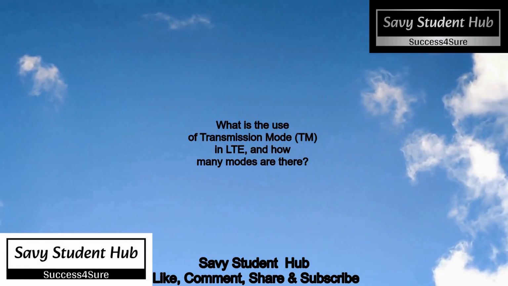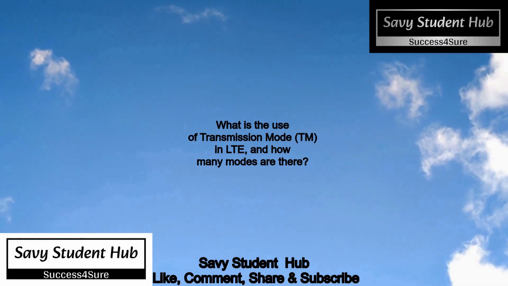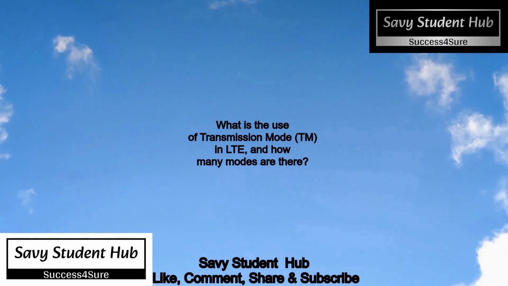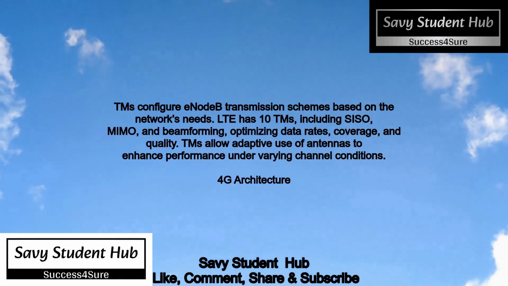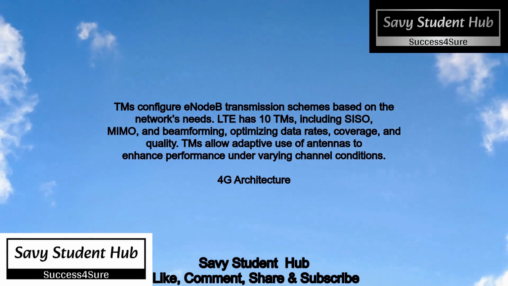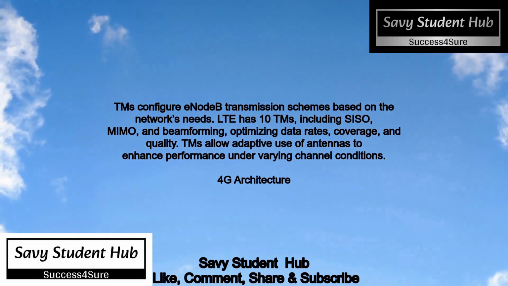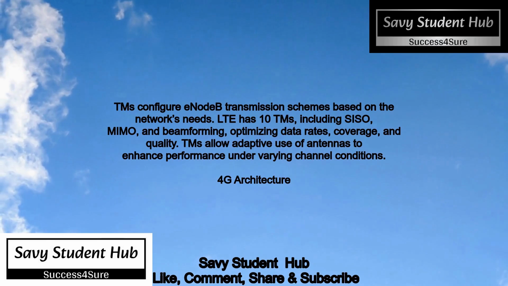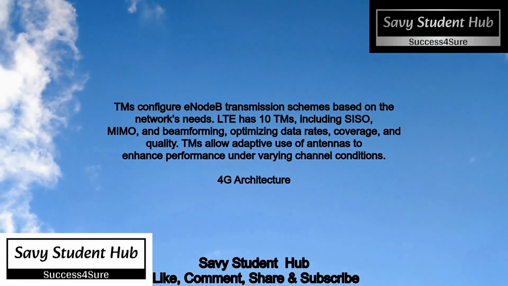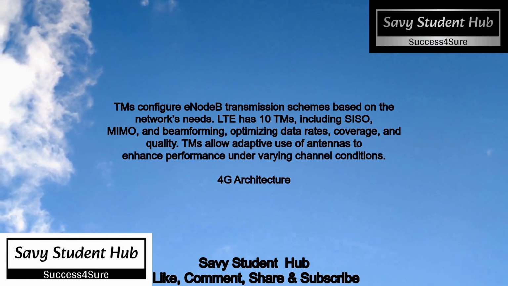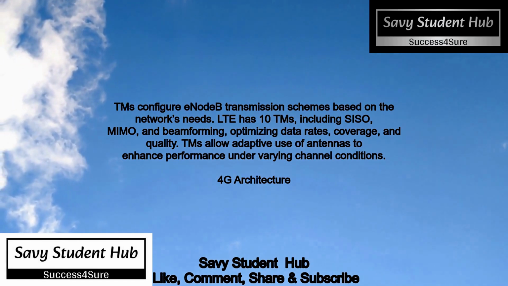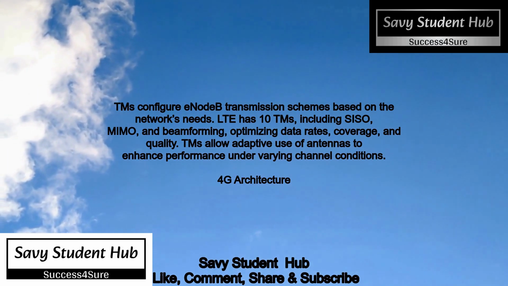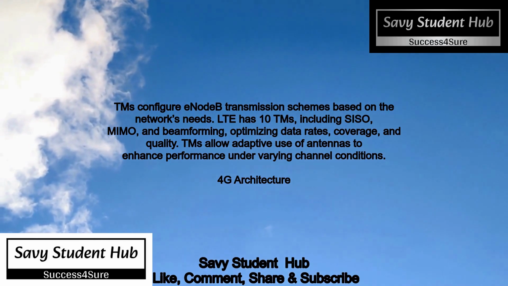What is the use of transmission mode, TM, in LTE, and how many modes are there? TMs configure eNodeB transmission schemes based on the network's needs. LTE has 10 TMs, including SISO, MIMO, and beamforming, optimizing data rates, coverage, and quality. TMs allow adaptive use of antennas to enhance performance under varying channel conditions.